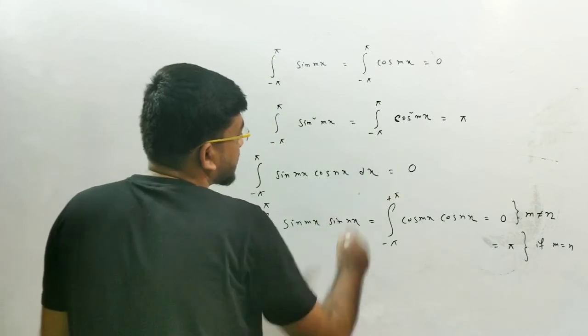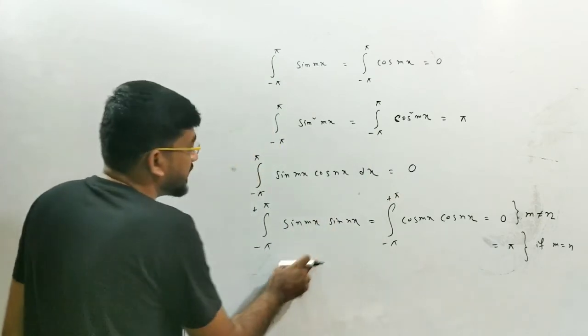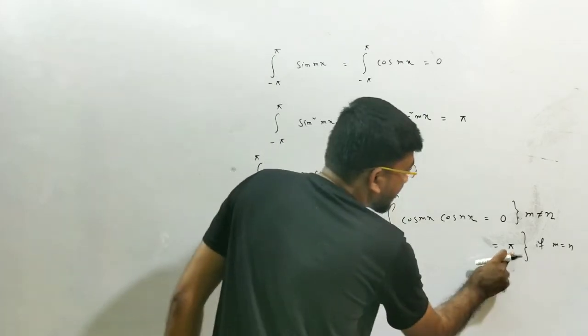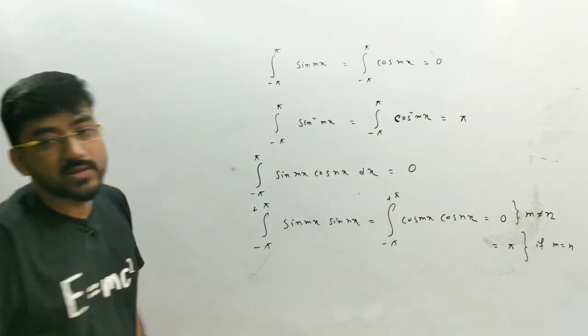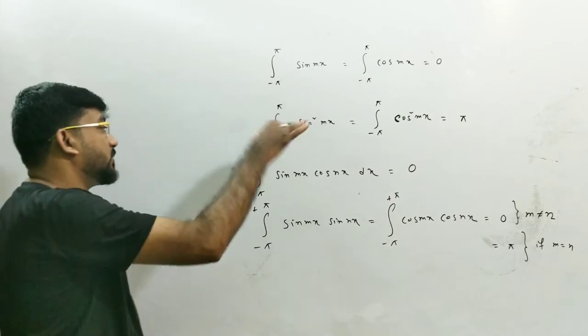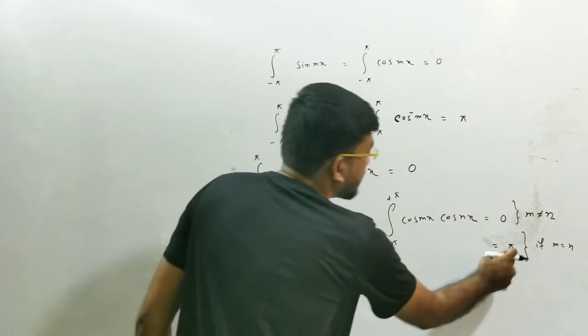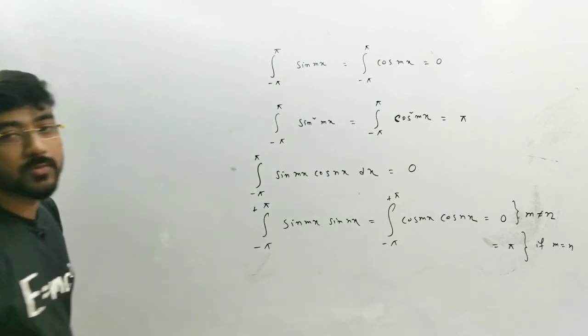So this will always be 0, but here you can see if m is equal to n, then this will be something like this. So you will get the pi, and otherwise you will get a 0 result. So this integration will always be used, and if there is 1 by 2 pi here, then you will get half here, but 0 will be 0 always.